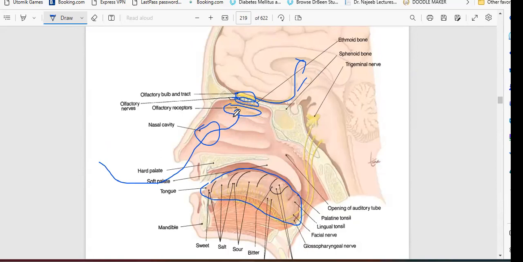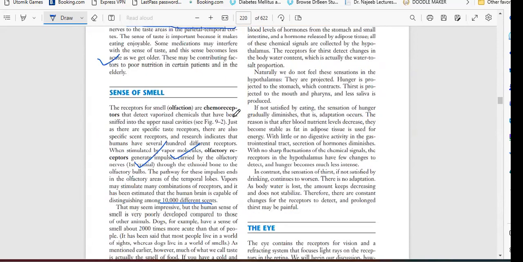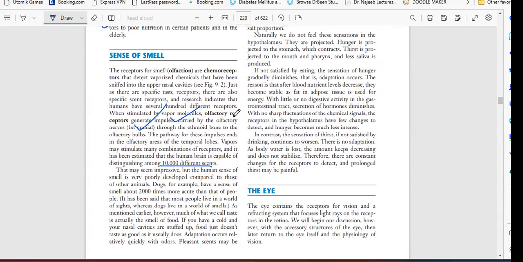So basically, in humans, we are capable of smelling 10,000 different types of scents. So it is very good. We have the idea that we can smell 10,000 different scents, but animals have more capability than this.